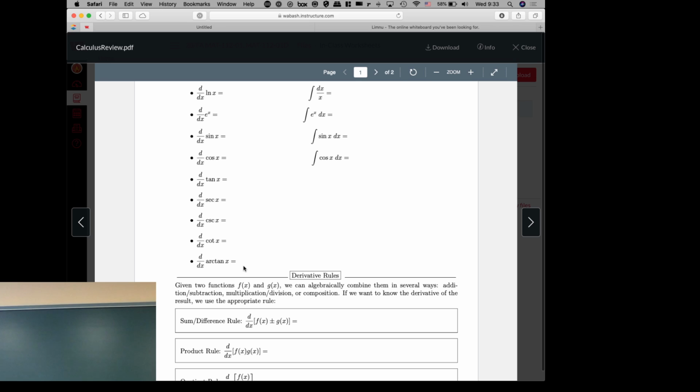The only inverse trig function that I think is worth memorizing in general is arctangent as a derivative. The other ones, they come up and you look them up when you need them, and maybe you'll memorize them by osmosis. But yeah, so what is the derivative of arctangent?